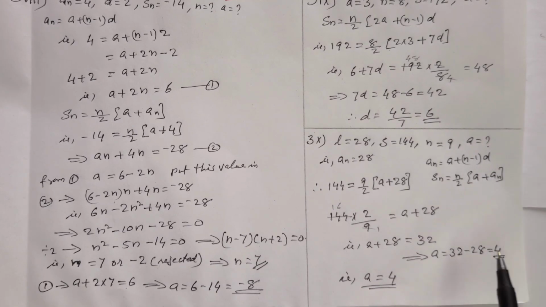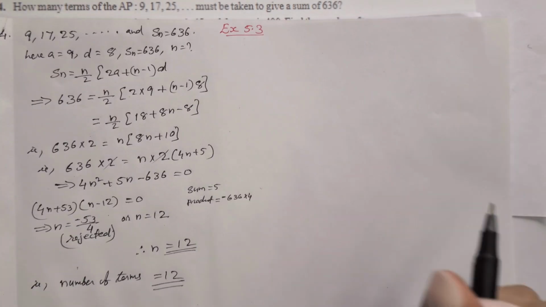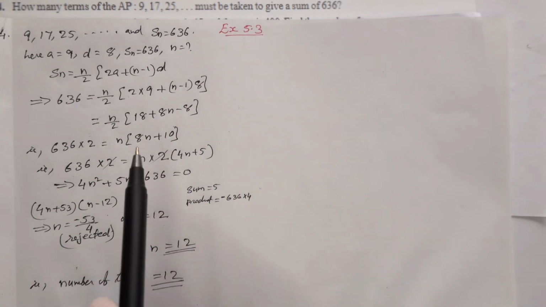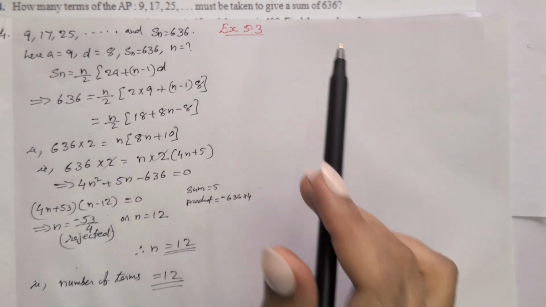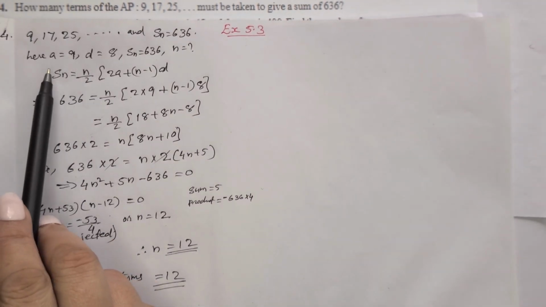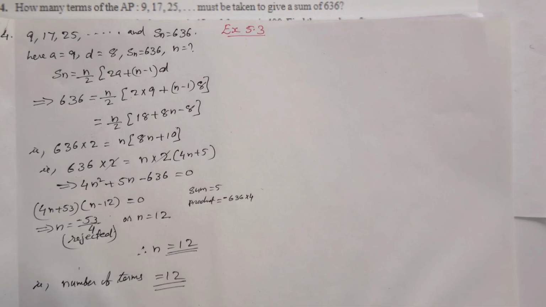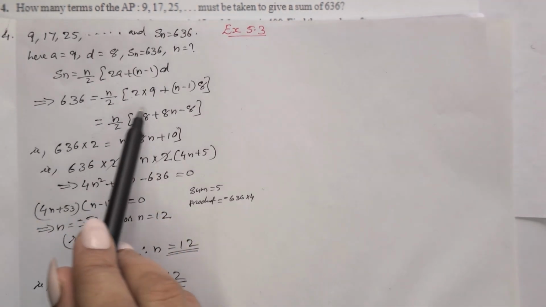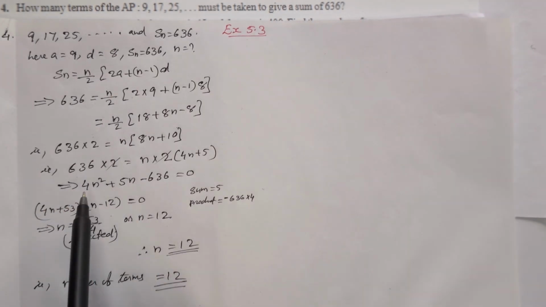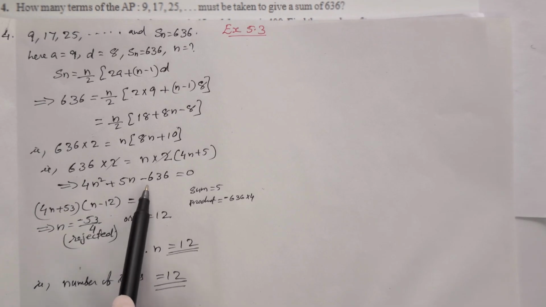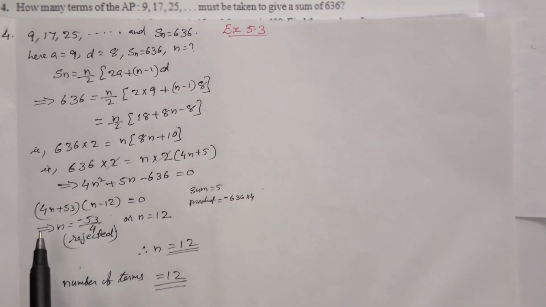Here the question is to find a. So we got a is equal to 4. Fourth question, how many terms of the AP 9, 17, 25, etc. must be taken to give a sum of 636? Then from the given AP, a is equal to 9, d is equal to 8, 17 minus 9. Sn is given as 636. Put the values in the sum formula. From that we are getting the quadratic equation form, 4n square plus 5n minus 636 is equal to 0.